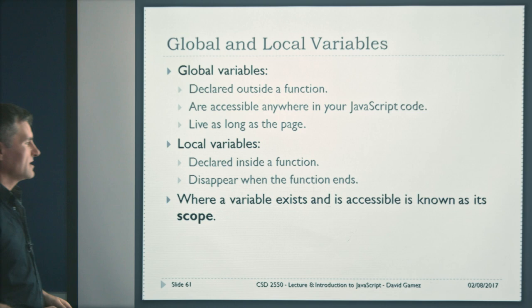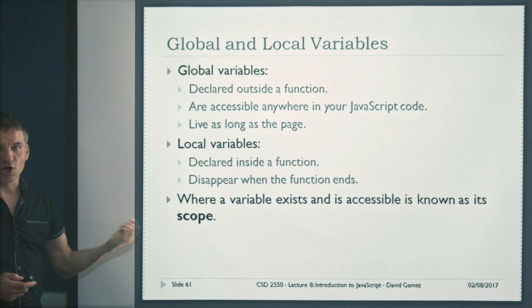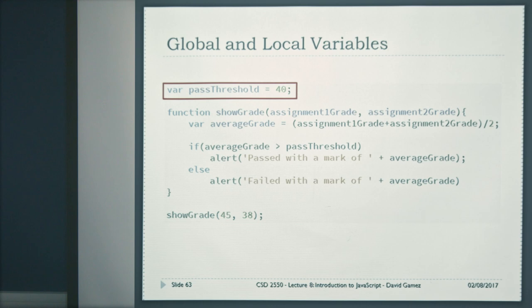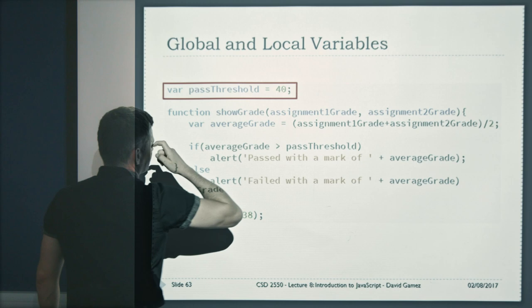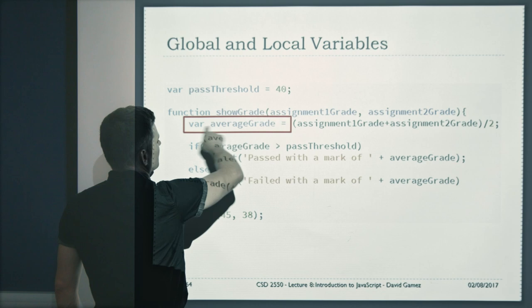And where a variable exists, and where you can access that variable, is known as its scope. So scope is the key word to get here. All right, so here we've got a global variable called parseThreshold that we can access anywhere in our code. And then we've got a function here with a local variable, average grade.